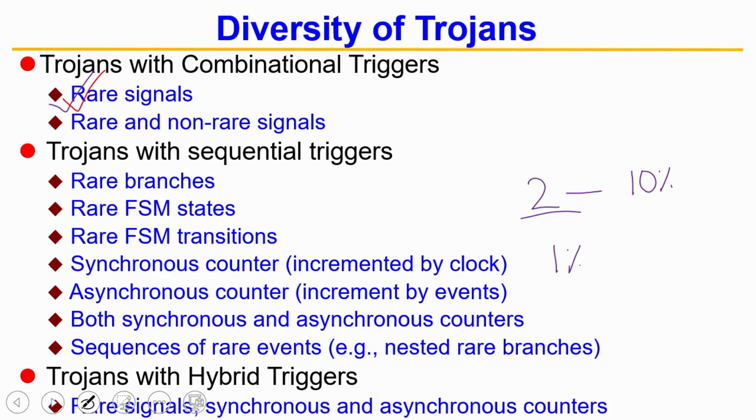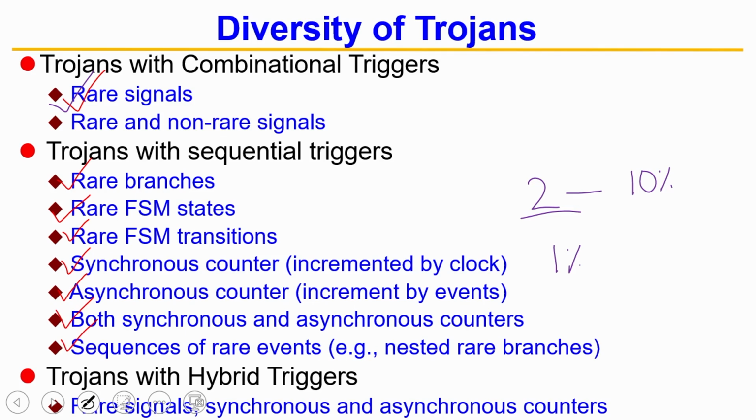Now, a rare and non-rare combination is possible. At the programming level, sequential could be rare branches; in a finite state machine, rare FSM states or rare transitions. Synchronous, we said, is when it is incremented by a clock; asynchronous is when incremented by some event, think of an input variable or something else. It could be a combination of both synchronous and asynchronous, and it could be a sequence of rare events.